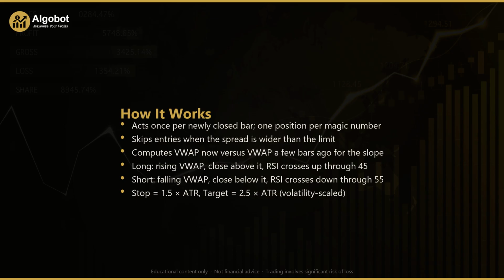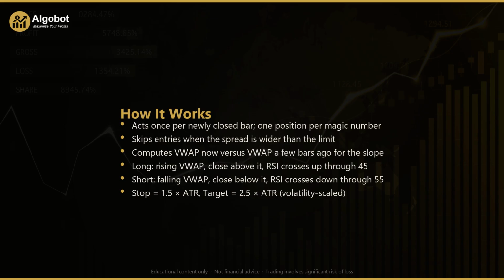The short entry is a mirror image. The Vwap slope must be down, the closing price must be below the Vwap, and RSI must have been at or above the symmetric level of 55 on the prior bar, and then crossed back down below it. The rally faded, and sellers are resuming control.